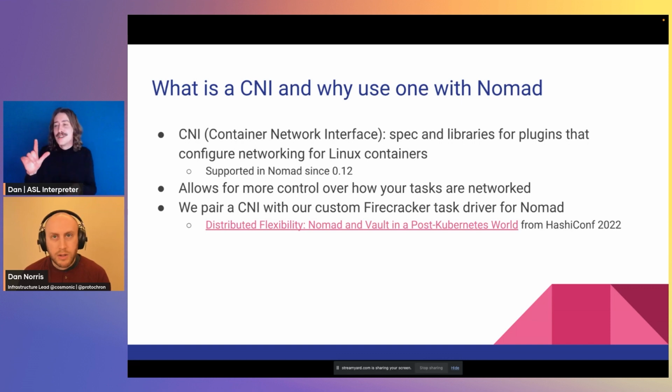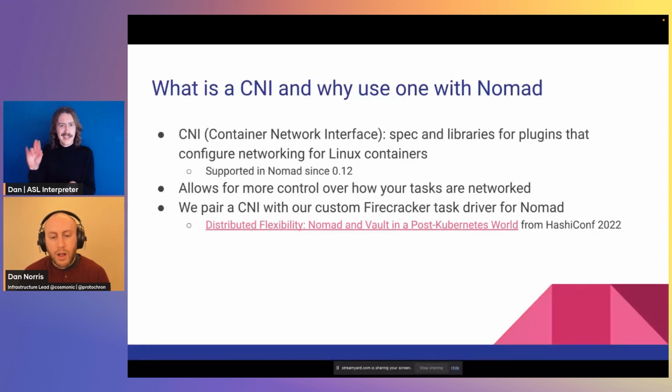Many companies are actually in the business of producing their own CNIs for various purposes. This has been supported in Nomad since 0.12, so it's been a while. Though I'm not actually sure how many people run with a CNI in production. But what it allows, at least from a Nomad perspective, is a lot more control over how your tasks are networked together. You can decide how they are able to reach the public internet, and how they are able to network to each other.